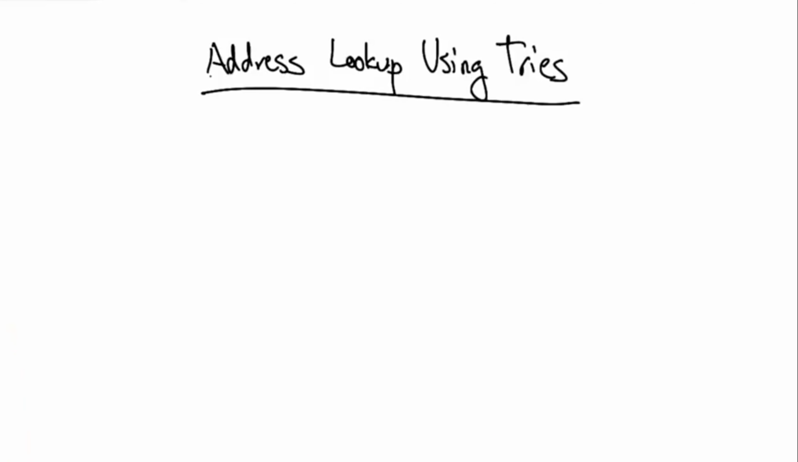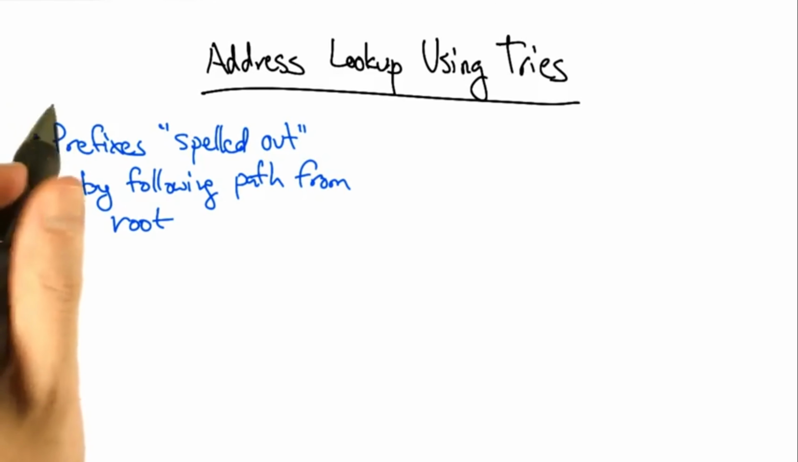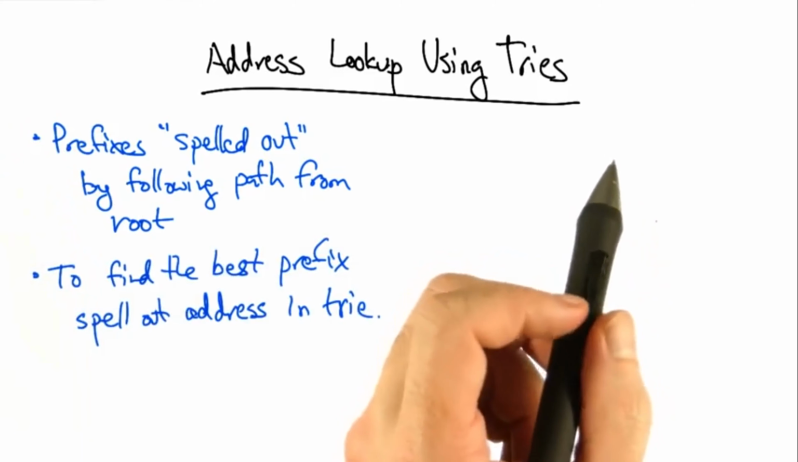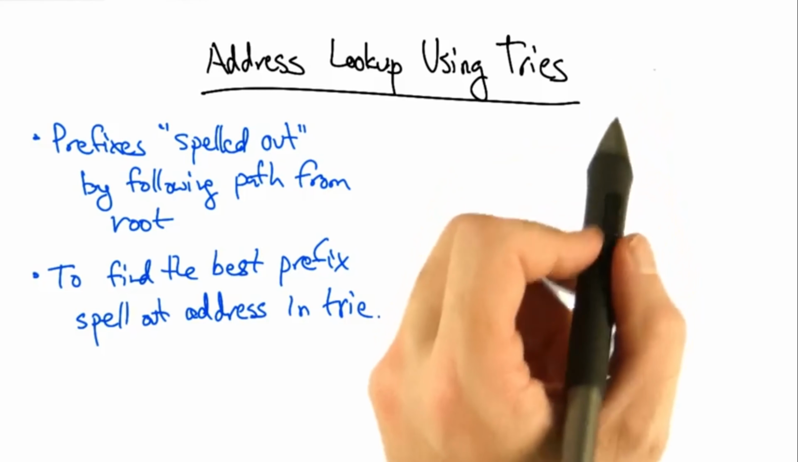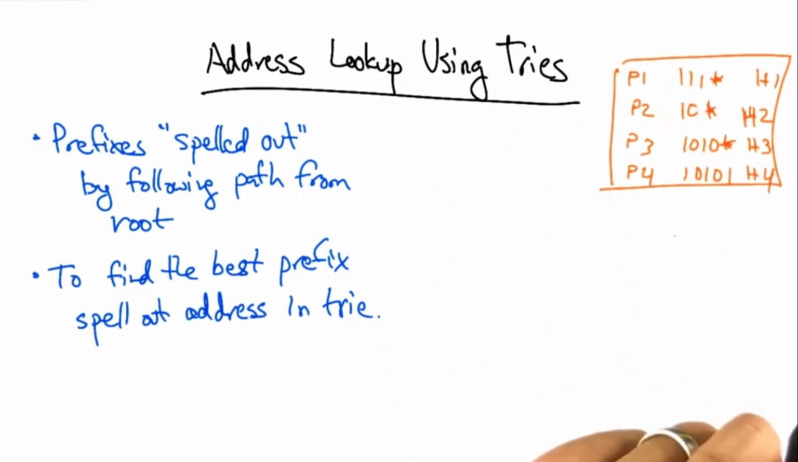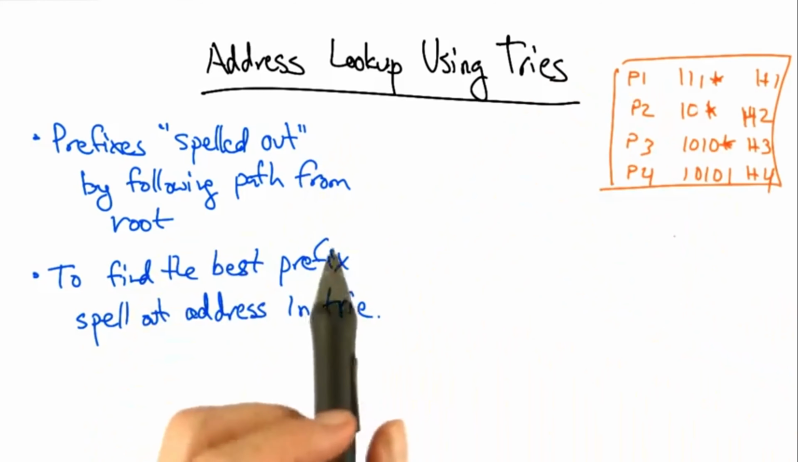An alternative is to perform address lookups using a data structure called a trie. In a trie, prefixes are spelled out by following a path from the root, and to find the best prefix, we simply spell out the address in the trie. For example, let's suppose we had the following table. Such a lookup table has entries of varying lengths. Let's see how this might be encoded in a trie.